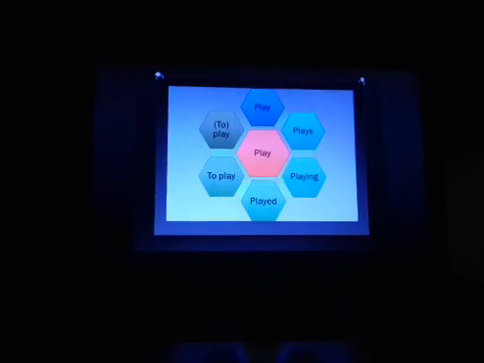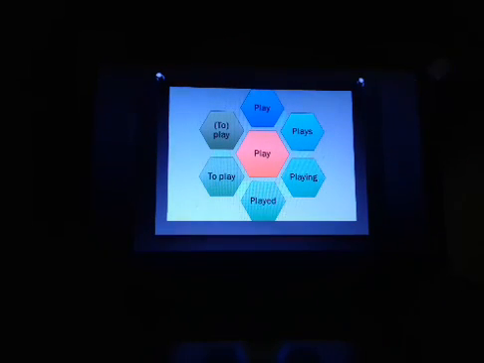Okay, now you see I have mentioned a verb here. In the middle of it I have written play. Play is a verb, and all of these are different forms of play. If we say play is a keyword, mother word, dictionary word, we can say play, plays, playing, to play. All of these are forms.